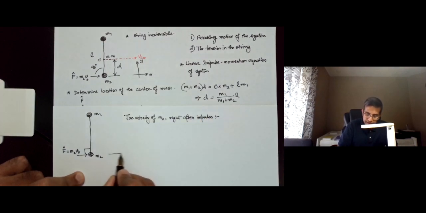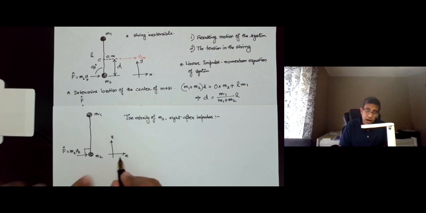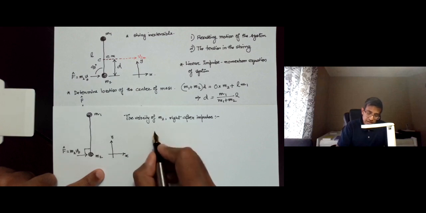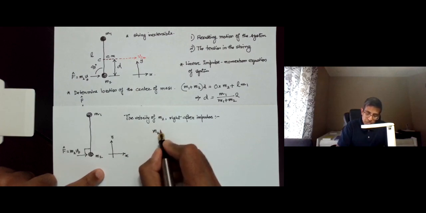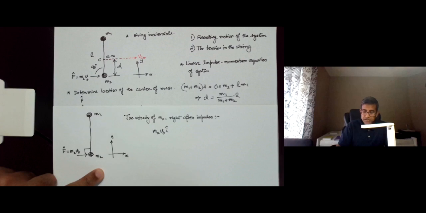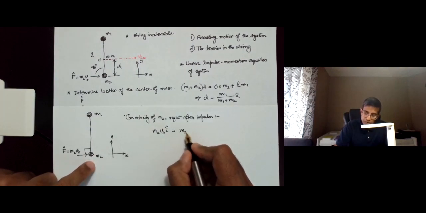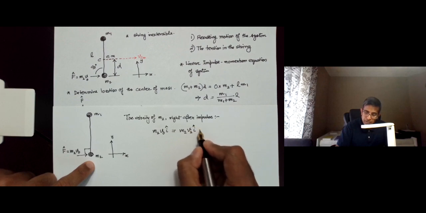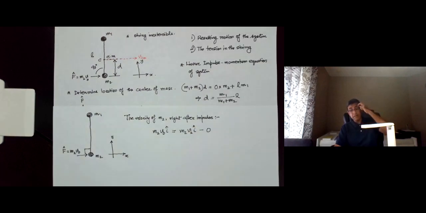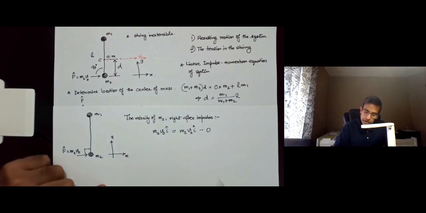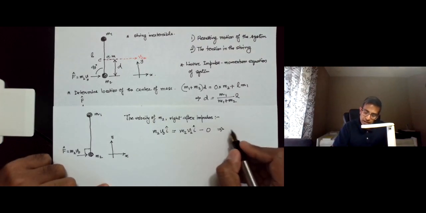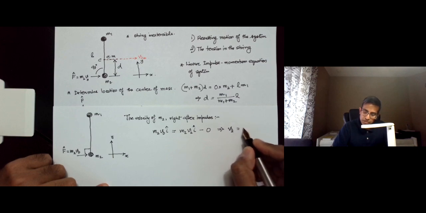So if I consider this as my x direction and this as my y direction, and the unit vector along the x direction to be i and the unit vector along the y direction to be j, as is standard, then I can say that m2 v naught i, that's the impulse, is equal to the change in momentum of m2, which is m2 v2 i minus 0, because the particles are at rest initially. So this tells us that v2 is equal to v naught.